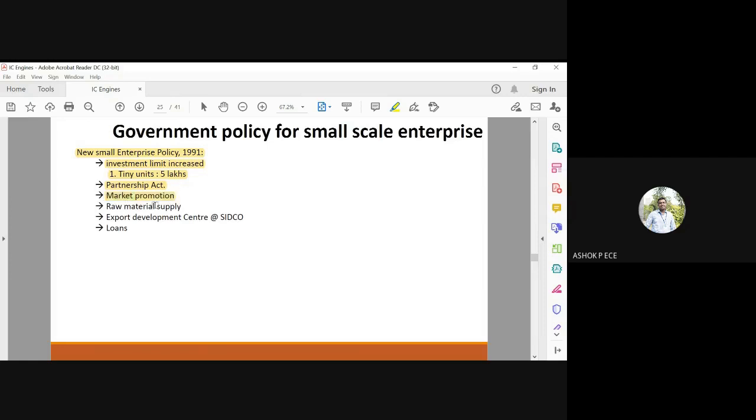Market promotion was done. Raw material supply was properly organized, and there was an export development center at SITCO, which took care of exporting the developed products from the industrial center abroad. And finally, how to arrange for loans for all these companies. So all these mechanisms were revised in the Industrial Policy 1991.